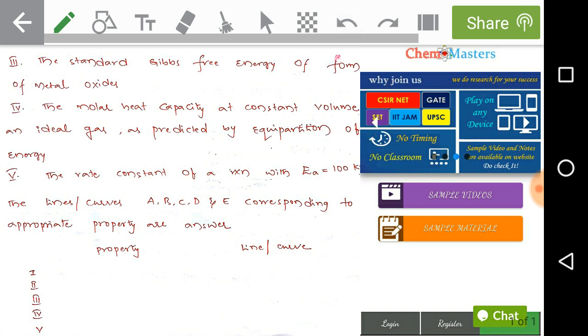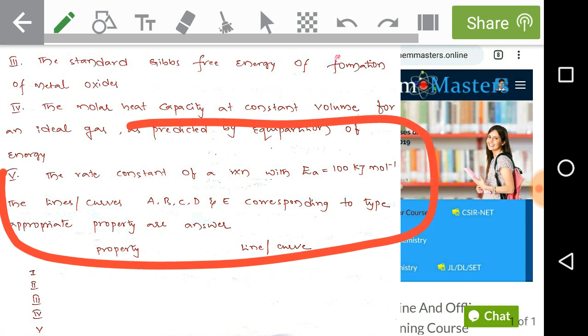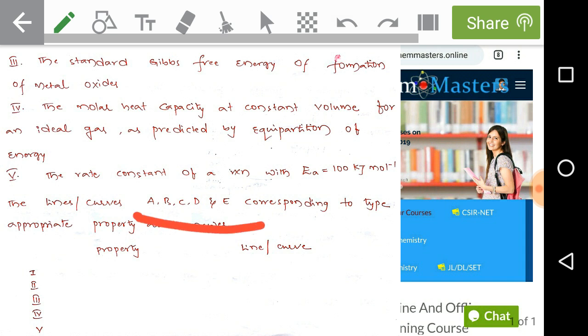Fourth one, the molar heat capacity at constant volume for an ideal gas as predicted by equipartition of energy. And fifth one, the rate constant of a reaction with activation energy EA equals 100 kilojoule per mole. The lines or curves A, B, C, D, and E correspond to the appropriate property. We need to find the correct combinations of properties with the lines or curves given in the graph.